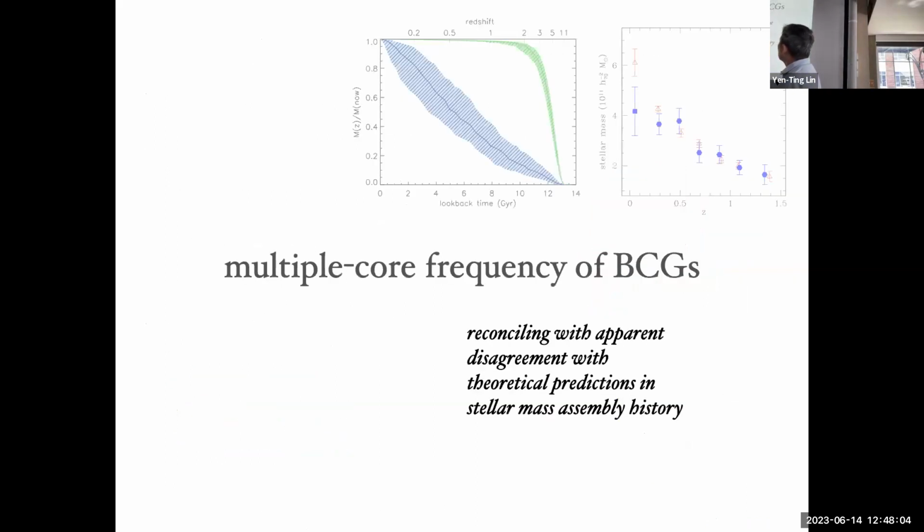So the puzzle remains. While theoretical models predict a continuing growth of BCGs, our 4 different attempts have consistently shown that BCGs appear to stop growing at redshift less than 0.6, 0.5. So how do we reconcile this?